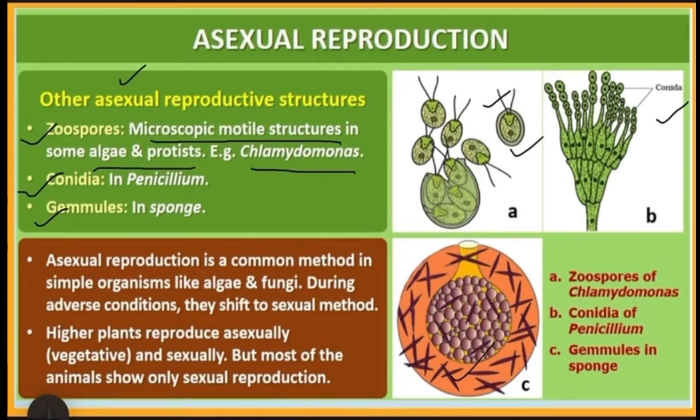Asexual reproduction is a common method in simple organisms like algae and fungi. During adverse conditions, they shift to the sexual method. Now come to higher plants. Higher plants reproduce asexually, by the vegetative method, and sexually also, but most animals show only sexual reproduction.